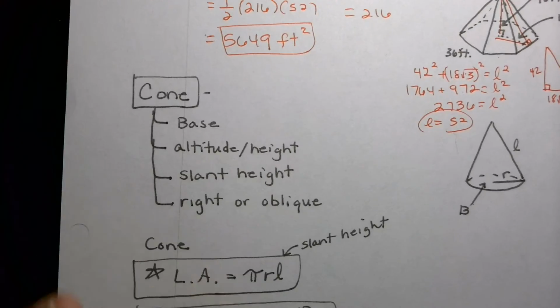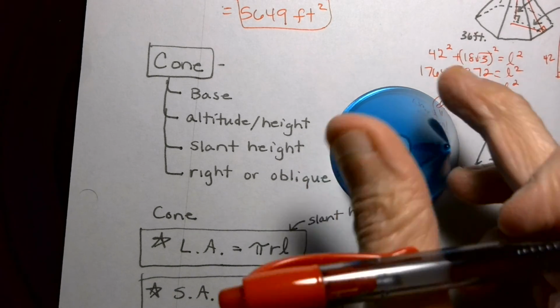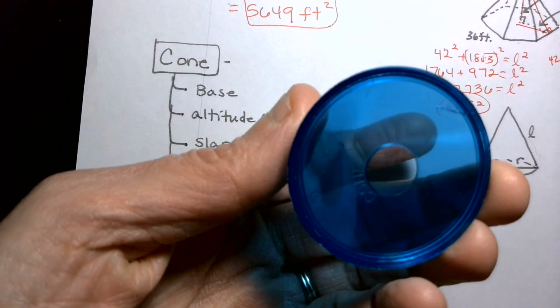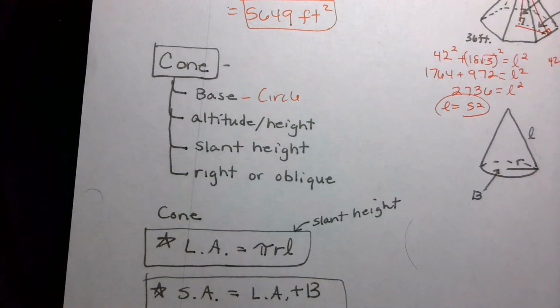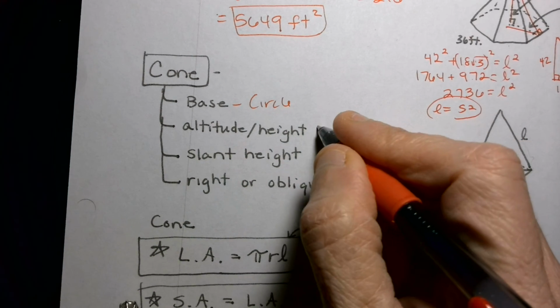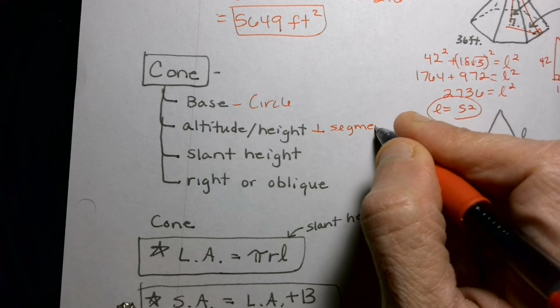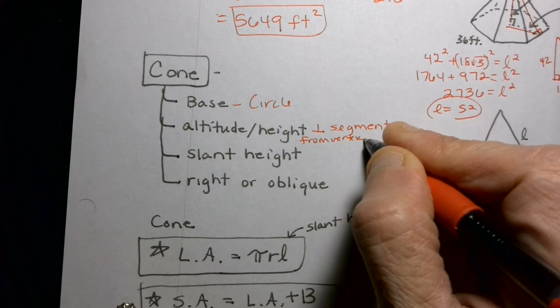Okay? All right, let's talk about cones. Cones, right there. There's our lovely cone. Base, obviously, is always a what? A circle. The altitude and height is the same as it was on the other one. It's the perpendicular segment from vertex to circle.